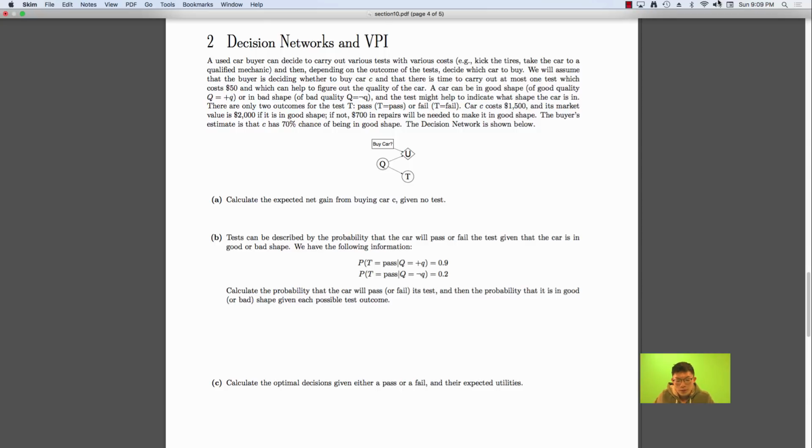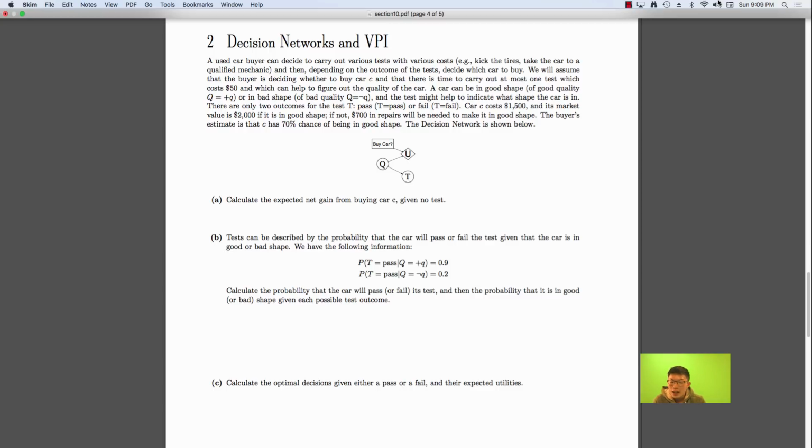So what is value of perfect information? Heuristically, the value of perfect information is a measure of how valuable a piece of information is. A little bit more specifically, what is the gain in utility that I can expect if I'm acting optimally, if I receive this information versus if I don't?